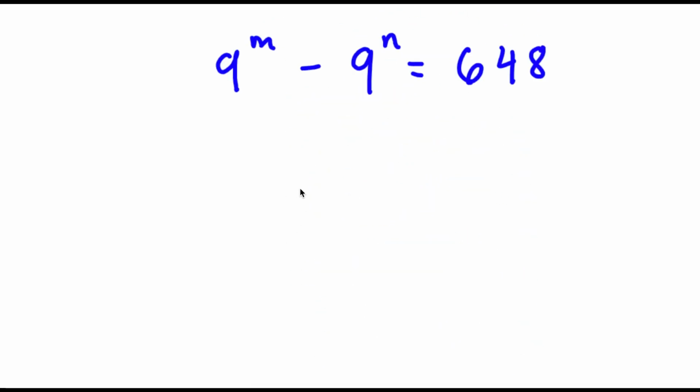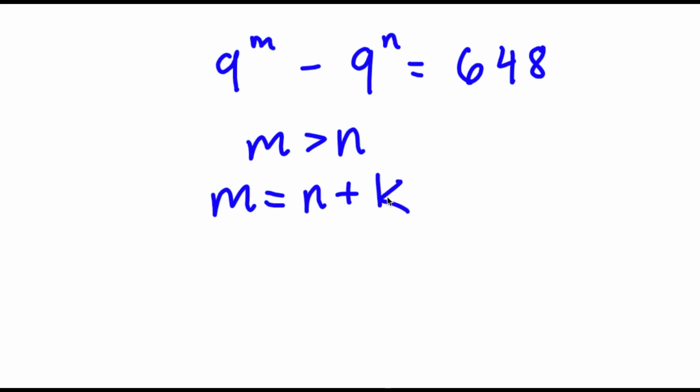Alright, so in this problem, I have 9 to the power of m minus 9 to the power of n is equal to 648. So based on first glance, we can tell that m is greater than n because the result is a positive number and the bases are the same. So 9 to the power of m minus 9 to the power of n is a positive number, meaning 9 to the power of m is greater than 9 to the power of n, and m is greater than n.